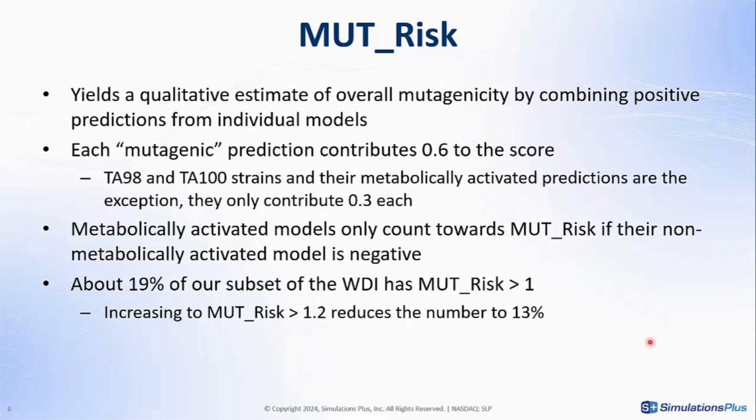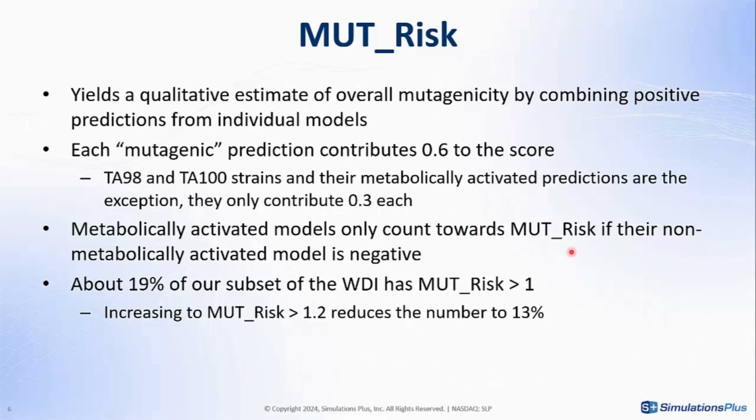TA98 and TA100 are very similar. So if one's positive, the other's typically positive. So for these two, the penalty is only 0.3 each. And then if you want to score a positive for something that's metabolically activated, it only counts if the one for the non-metabolically activated model is negative. So this would indicate that a metabolite was responsible for activating or causing the positive in that assay.